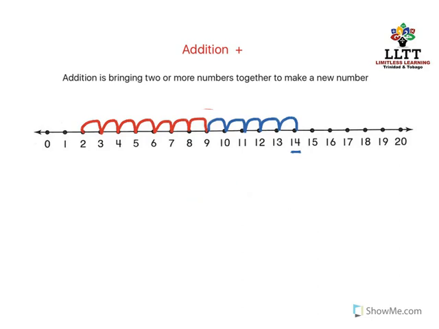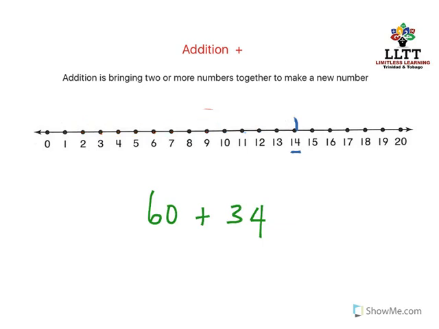Now what if you had to add 60 plus 34? Now we could probably use a number line to add 60 plus 34. However, 34 and 60 are larger numbers. They're big numbers. So we're going to have to move 34 places to the right, and then we're going to have a really large number line. So sometimes when we have to add large numbers, a number line can be difficult to work with.